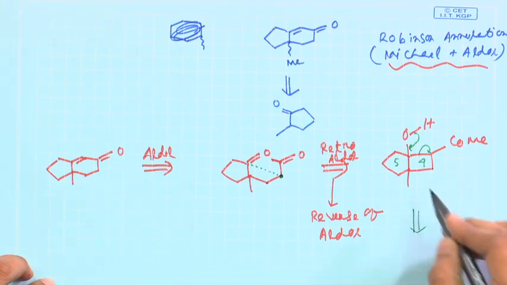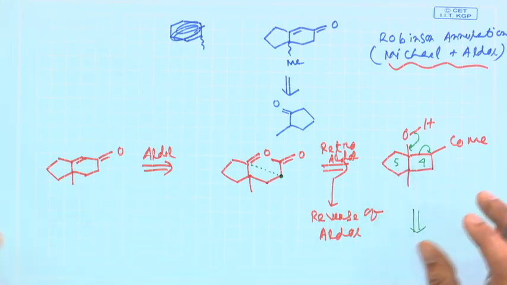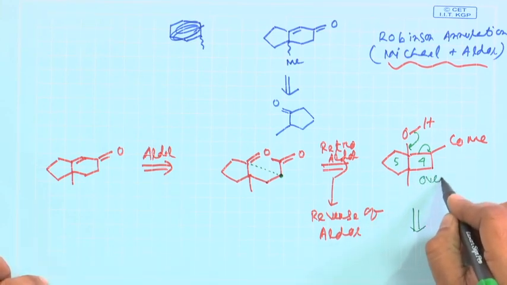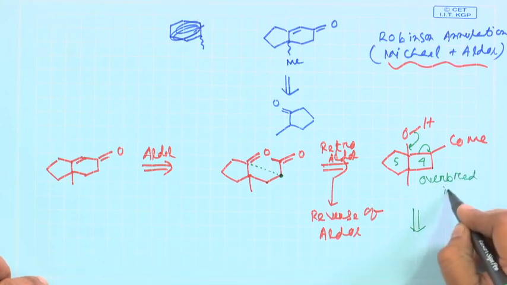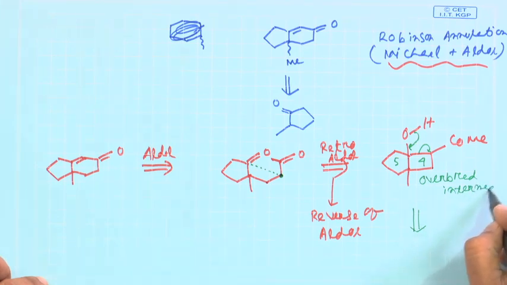Later on we will see that this kind of strained intermediate, or strained ring containing compounds, are named as Overbred intermediates. We will be discussing it in detail in the subsequent section. The intermediates which are strained are named as Overbred intermediates, and they have very significant application in the field of organic synthesis as well as retrosynthesis.